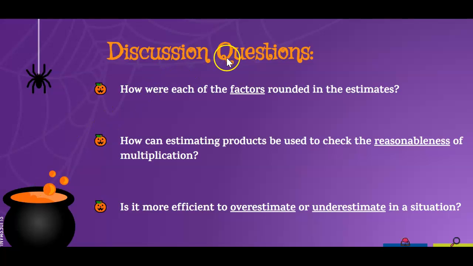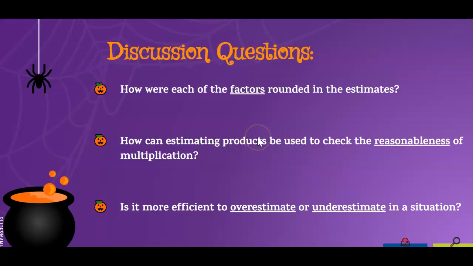All right, so some discussion questions for us here. First one, how were each of the factors rounded in the estimates? Joshua rounded for 42 times 30. He rounded the 27 to 30. Sydney rounded the 42 to 40 and multiplied 40 times 27. And the salesperson rounded the 42 to 40 and also the 27 to 30. So the salesperson rounded both to the nearest 10.